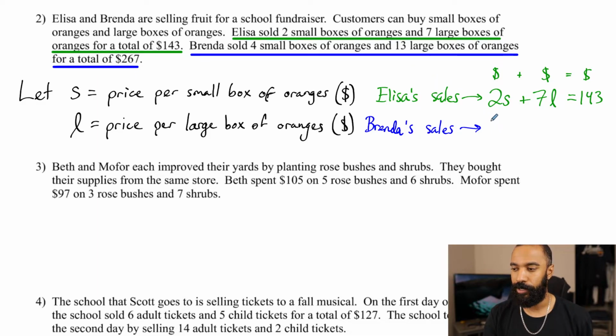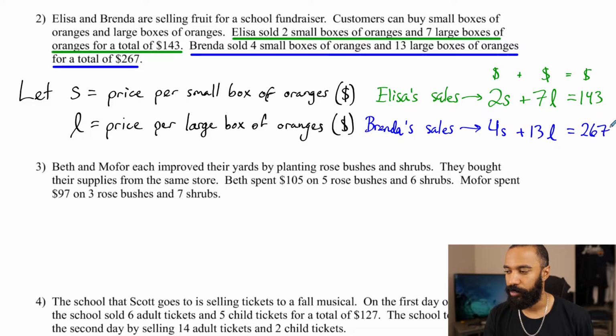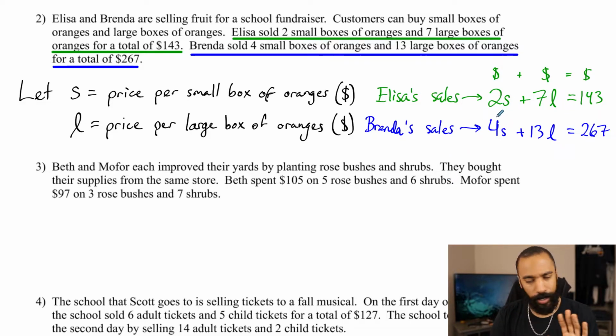You can say 4 times S, because 4 boxes times S dollars per box. And then 13 times L equals for her $267. You go, Brenda. So there's her equation there. And we're done as far as what I'm asking y'all to do.